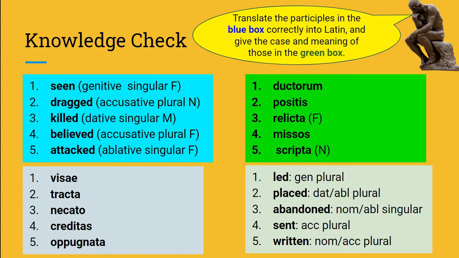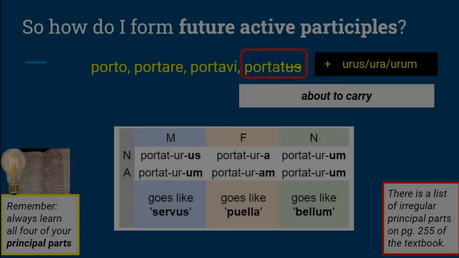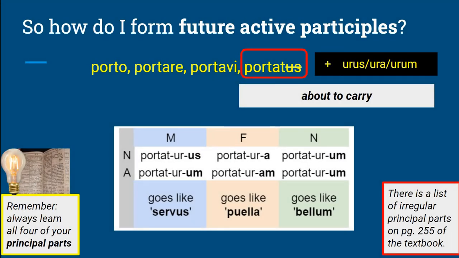Okay, now the final hurdle, let's have a look at our future active participles. So, we're going to go to the same part of the verb as we did last time. So we use our fourth principal part as a starting point. What you want to do is you want to cross off the US, as I've done here, and you add urus, ura, urum. Bear in mind, this does look a little bit similar to your perfect passive participles, so make sure not to get them confused and look for that UR to check if it is actually future active.